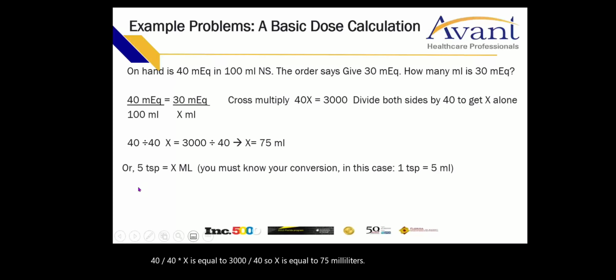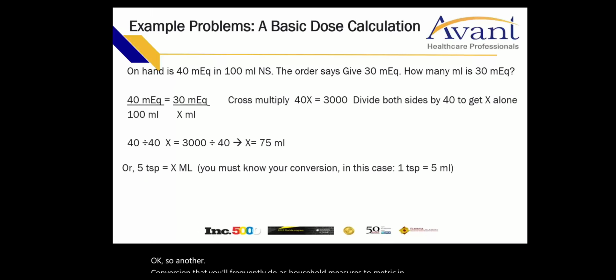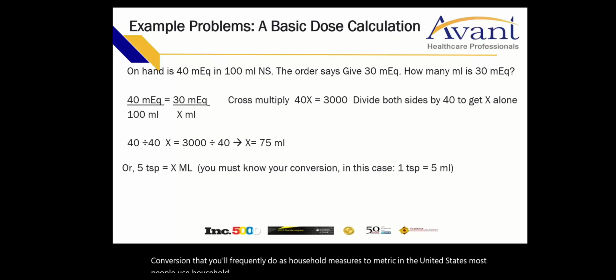Okay, so another conversion that you'll frequently do is household measures to metric. In the United States, most people use household measures for their daily life and metric only for very specific, work-related stuff like in healthcare. So when a patient comes into the ER and they say, how much Tylenol have you been taking or giving to your child for their fever, they'll say something like 1 teaspoon or 2 teaspoons every 4 hours. So you have to know how many milliliters is in that teaspoon in order to document it correctly.